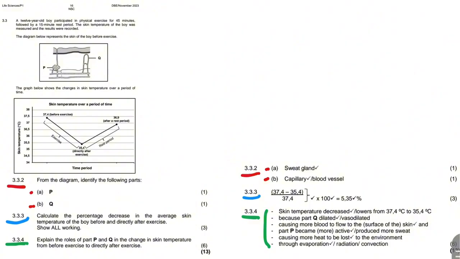Question 3.3.4. Explain the roles of part P and Q in the change in skin temperature from before exercise to directly after exercise. The answer: skin temperature decreased or lowered from 37,4 to 35,4 because part Q dilated or vasodilated, causing more blood to flow to the surface of the skin, and part P became more active, produced more sweat, causing more heat to be lost to the environment through evaporation, radiation, convection.